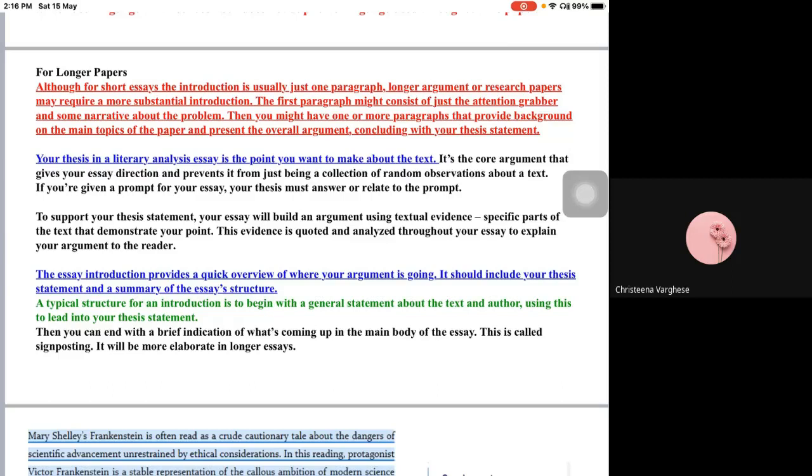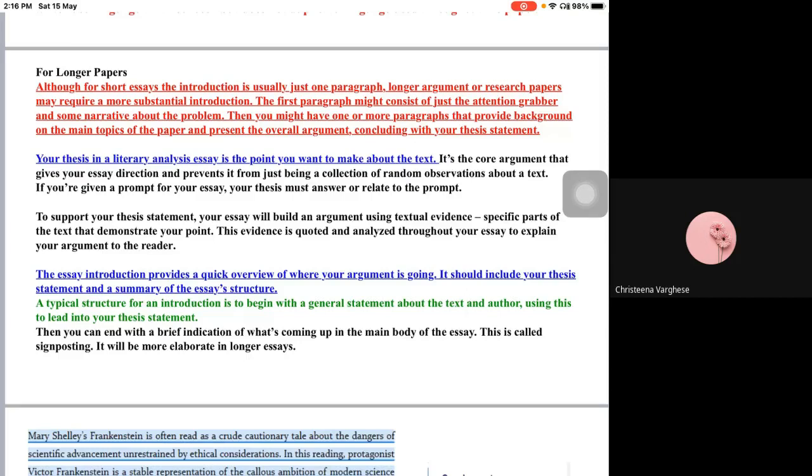To support your thesis statement, your essay will build an argument using textual evidence, specific parts of the text that demonstrate your point. This evidence is quoted and analyzed throughout your essay to explain your argument to the reader. So we're almost like lawyers, you can say. When you make a case in the court, you just don't say something, right? You need evidence to substantiate what you're saying. So similarly, when we have said something in the thesis statement, our essay should build what we have said in the thesis statement using textual evidence. Textual evidence can come in the form of quotations that you can use, which should be explained in the succeeding parts of the essay.